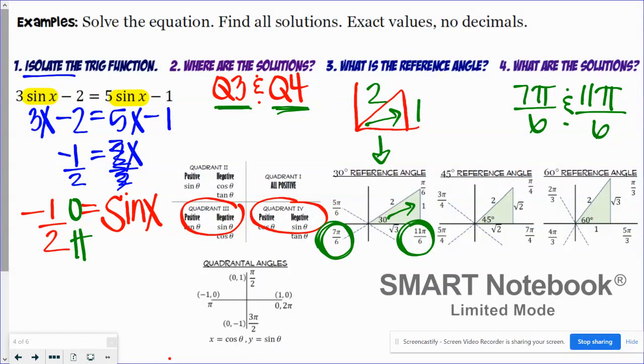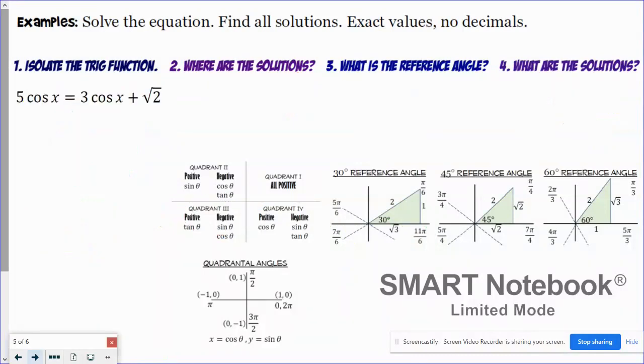So isolate the trig function. Once you've done that, where are the solutions? That's plural because there's 2 of them. Next up, what is the reference angle? Keep it simple. Keep it to quadrant 1 to help you with this. And then finally, what are the solutions? Use your diagrams. So let's take a look at one more.